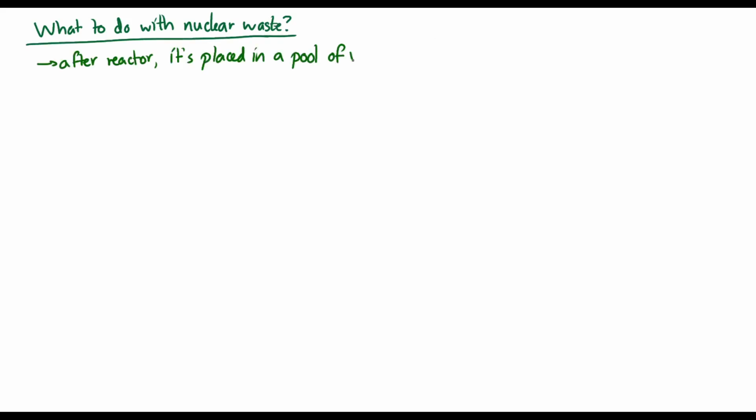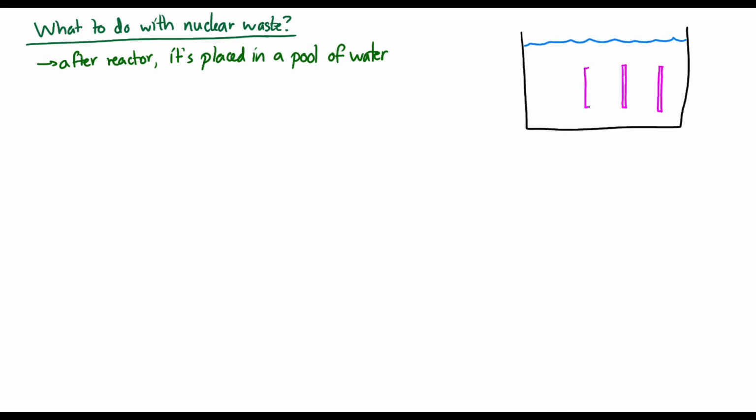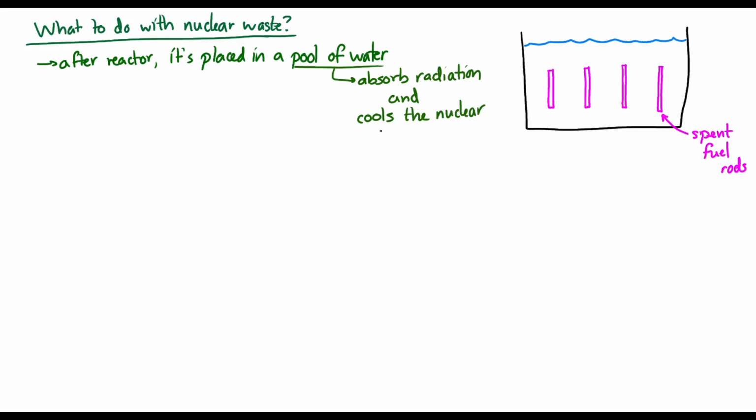Immediately after it is removed from the reactor, it's usually left in a pool of water. This is done so that the pool of water can absorb the beta or alpha or gamma, hopefully, radiation that's coming out of it. And it also allows the nuclear waste to cool down. The reason why it has to be cooled down is the radioactive decay, which is happening in the nuclear waste, is heating up the material.